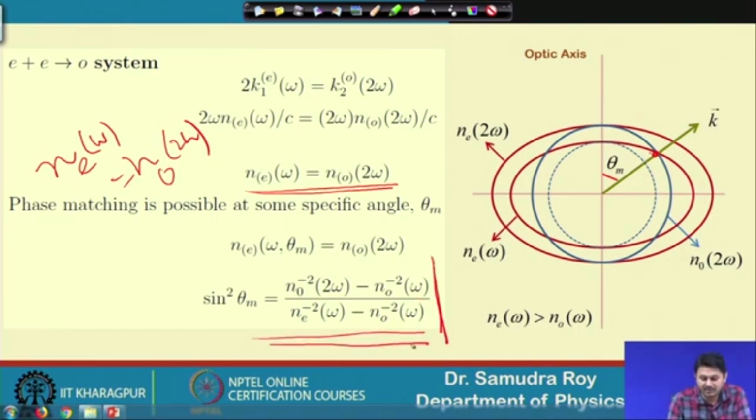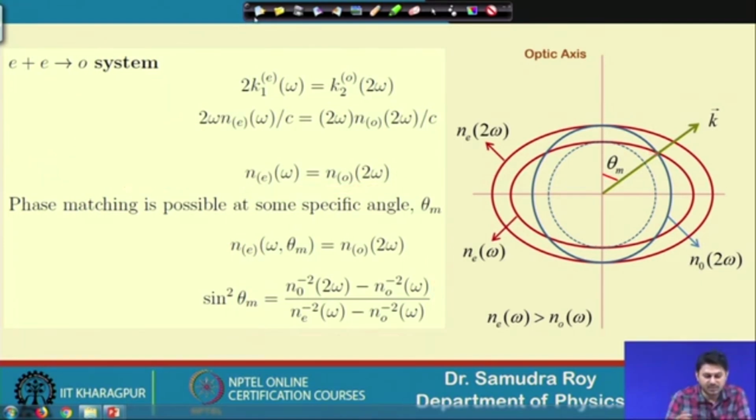So, this is a result for which we are getting second harmonic, but the type of the second harmonic is the first type, but this is a system where two extraordinary waves are generating one ordinary wave. In the previous case, we found two ordinary waves generating one extraordinary wave. In this case, we find two extraordinary waves generating one ordinary wave.